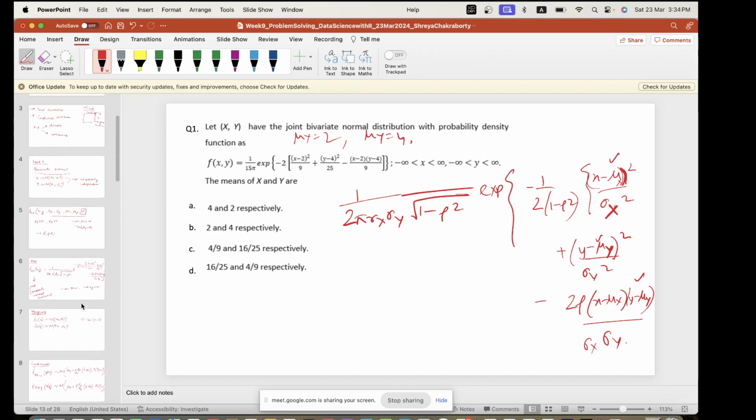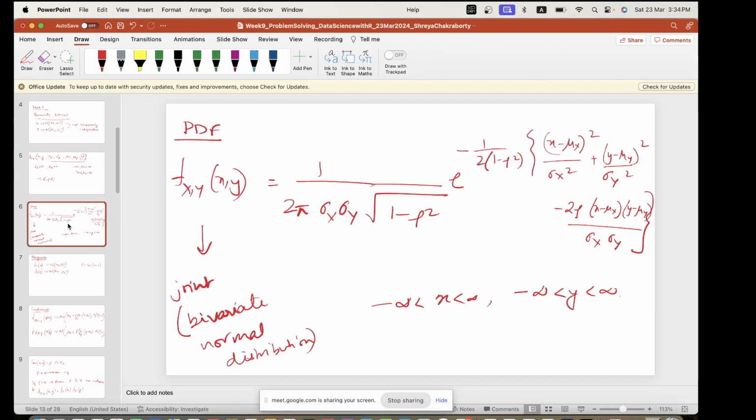Here let me just go back to this slide. This is how the PDF looks: 1 by 2 pi sigma x sigma y root 1 minus rho square, and then minus 1 by 2 times 1 minus rho square. This is the form: x minus mu x whole square by sigma x square plus y minus mu y whole square by sigma y square minus 2 rho, x minus mu x, y minus mu y, by sigma x sigma y. Where x follows normal mu x, sigma x square, y follows normal mu y, sigma y square, and they are correlated with rho. This is the setup.